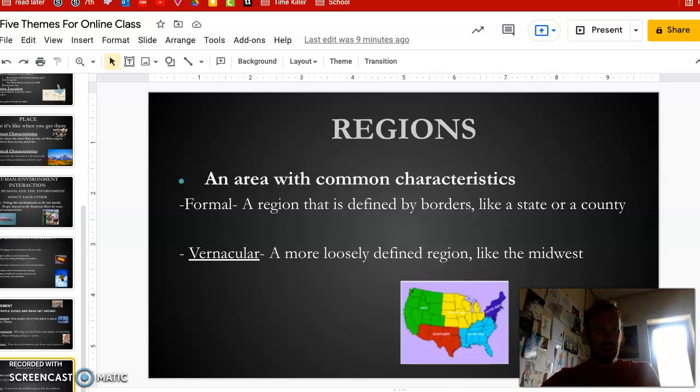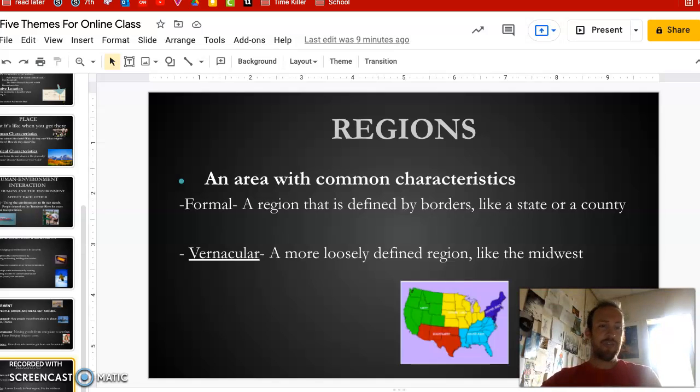So this is just a real brief overview of what the five themes of geography are. If you don't fully understand them, it's totally fine. We're going to be doing activities where we take a closer look at each one.